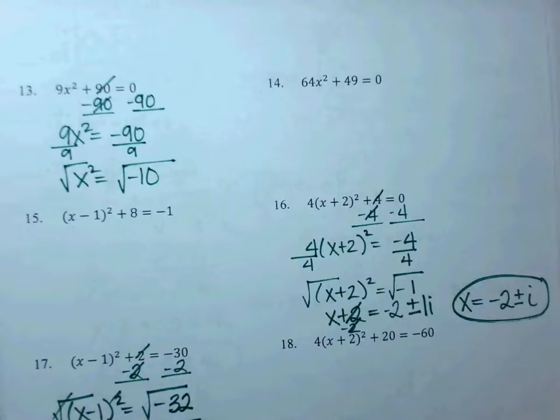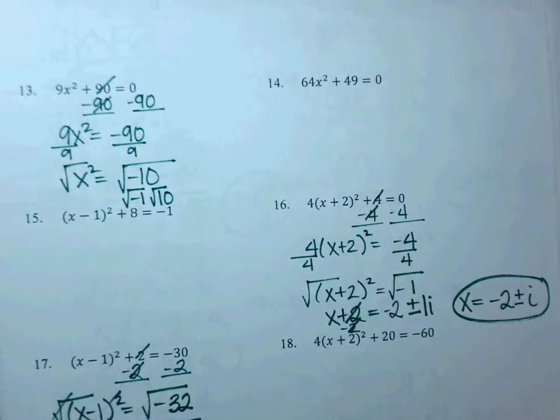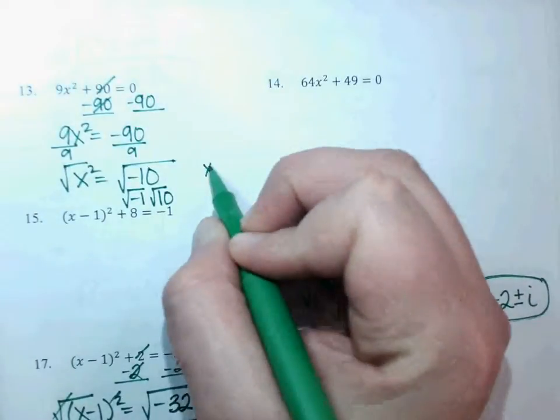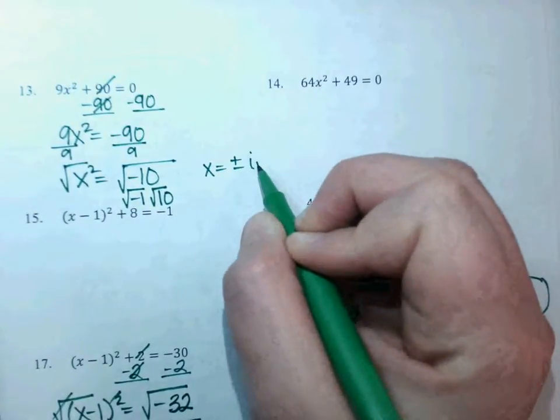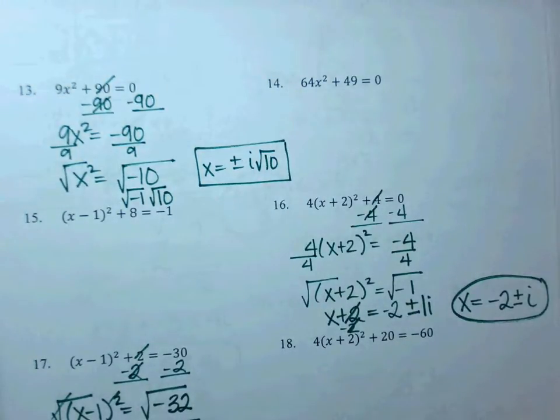If you wanted, you could split it up into negative 1 times 10, right? Because isn't negative 1 technically on your list? So it would just be x equals plus or minus i root 10. Technically, negative 1 does count, but if you left it as the square root of negative 10, that would have been fine, because it doesn't really divide by a number. Okay?